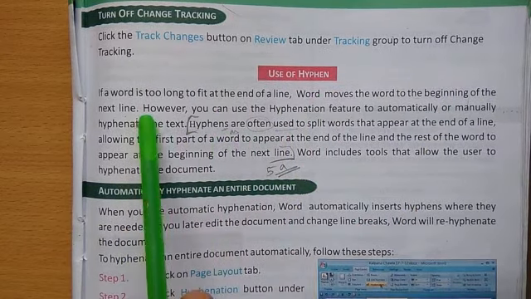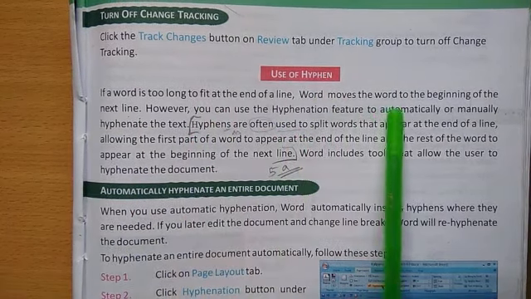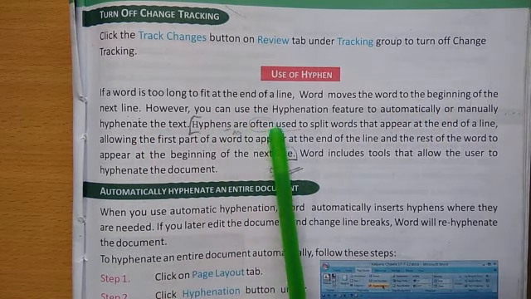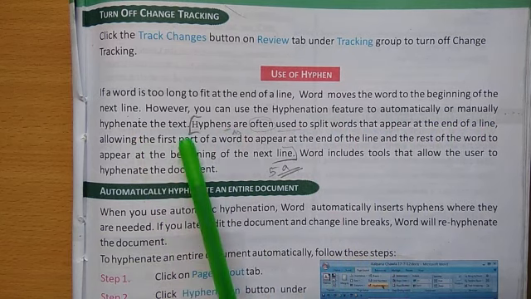Use of hyphen. If a word is too long to fit at the end of a line, Word moves the word to the beginning of the next line. However, you can use the hyphenation feature to automatically or manually hyphenate the text.